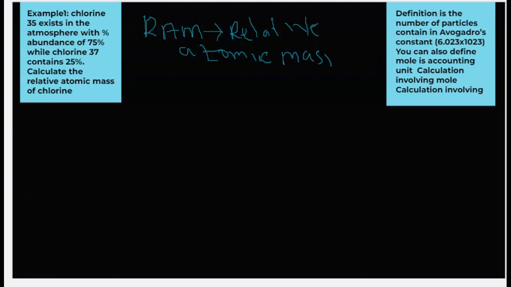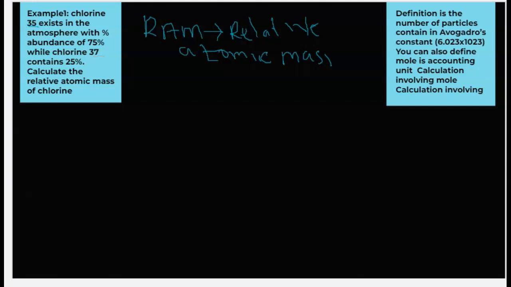Now let us see example number 1. Example number 1 says chlorine 35 exists in the atmosphere with a percentage abundance of 75%, while chlorine 37 contains 25%. Calculate the relative atomic mass of chlorine. Chlorine has isotopes, and isotopes have different masses: a mass of 35 and a mass of 37.